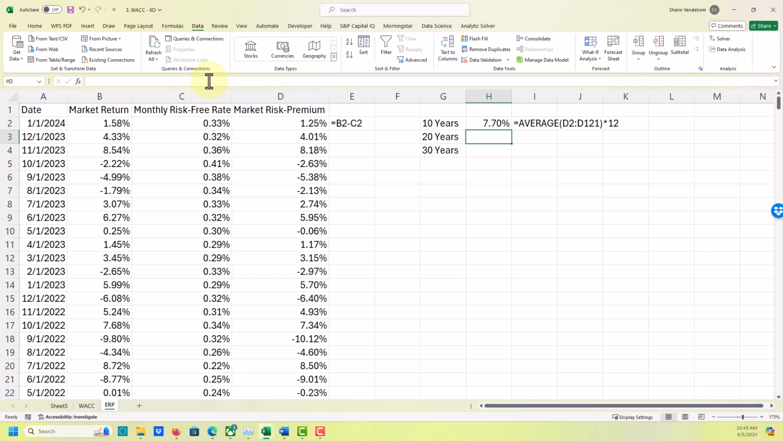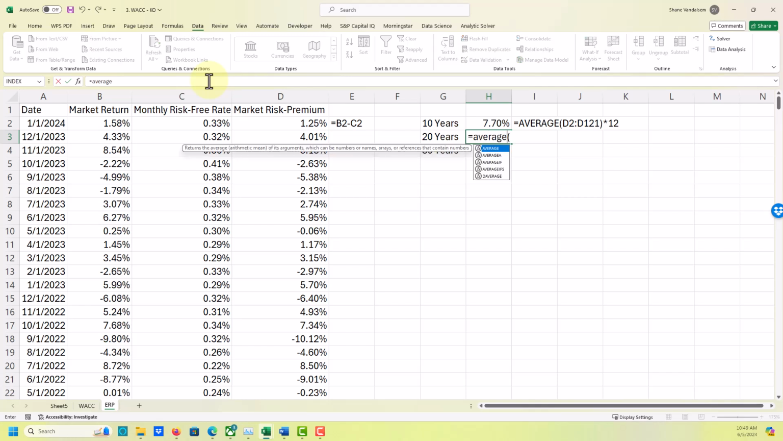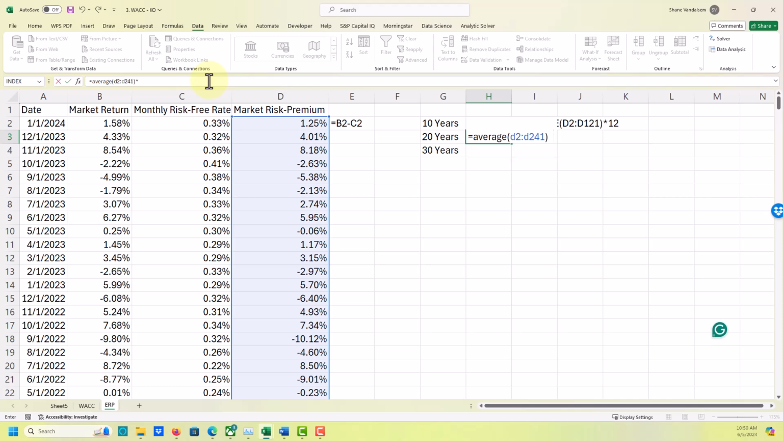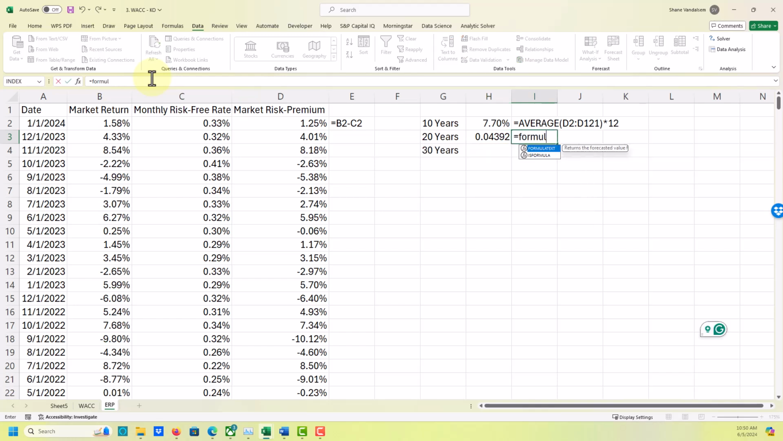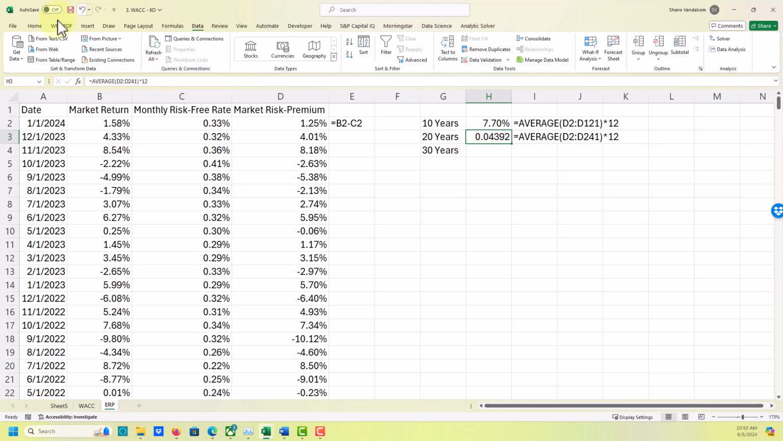Okay, we're going to see a very different situation for the last 20 years. So here I'm going to put equals average D2, and I'm going to add 120 months to that. So I want D241. Oh, sorry, D241. And then I'm going to multiply that by 12. So now we see a very different outcome. Now we have an average market risk premium of 4.39%.